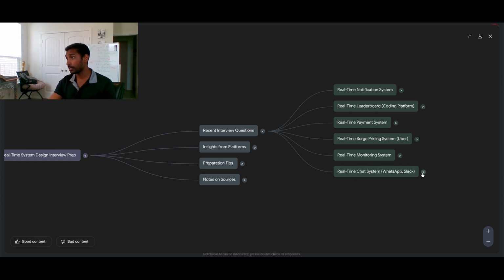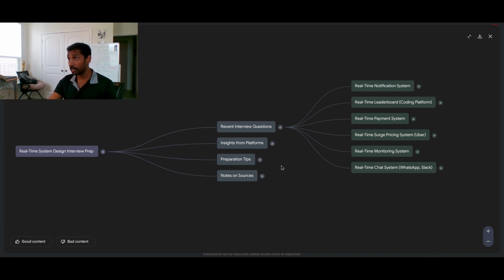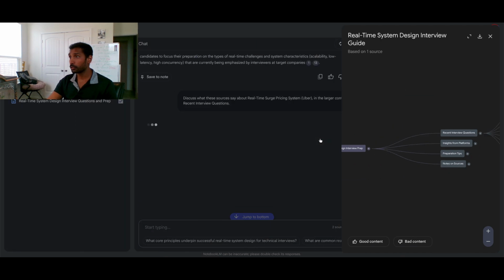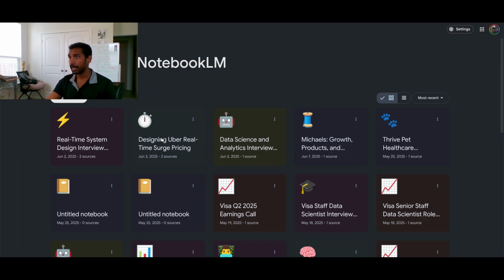Real-time chat system, WhatsApp or Slack. It could be an application around generative AI. So let's dive into the topic of interest today, the real-time surge by Uber.